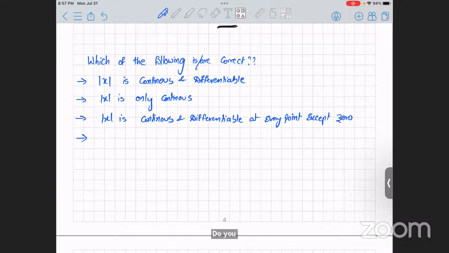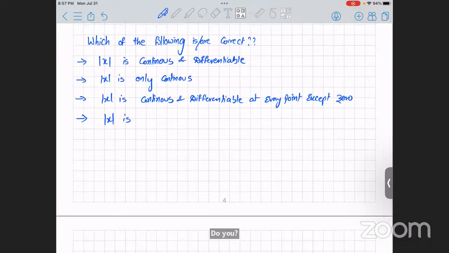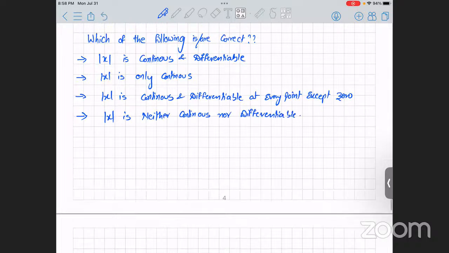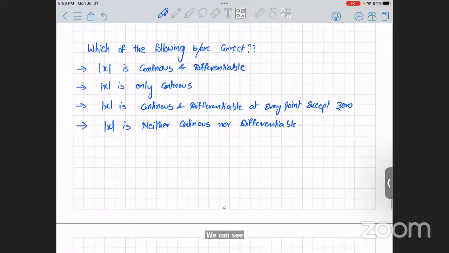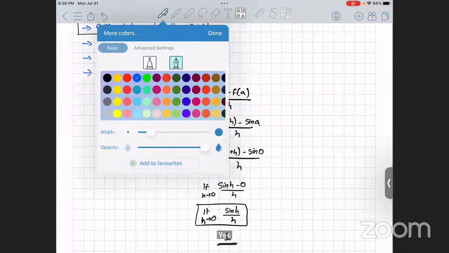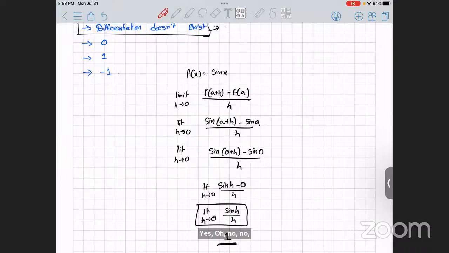Option C: mod x is neither continuous nor differentiable. Sir, it is very easy. B and C. Option B and C, second and third. Oh no, sir, C only.